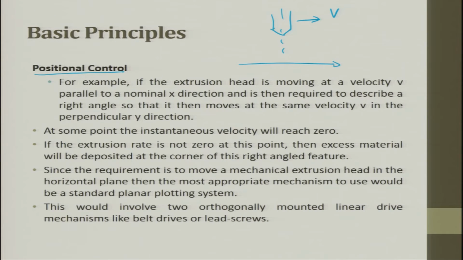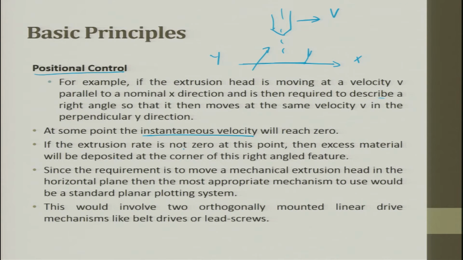So, this is your x plane, and it is then required to describe a right angle so that it can move at the same velocity v in the perpendicular direction, the y direction. Okay. At some point the instantaneous velocity will reach 0, because you have drawn a line completely and then you stop, then you take a diversion. So, that is what they say, at some point the instantaneous velocity will reach 0.